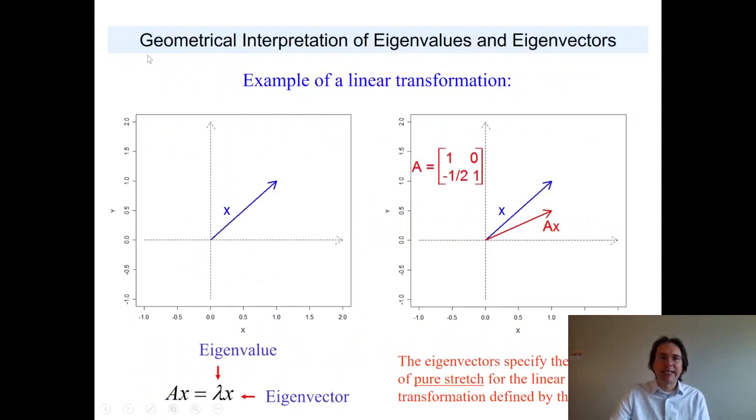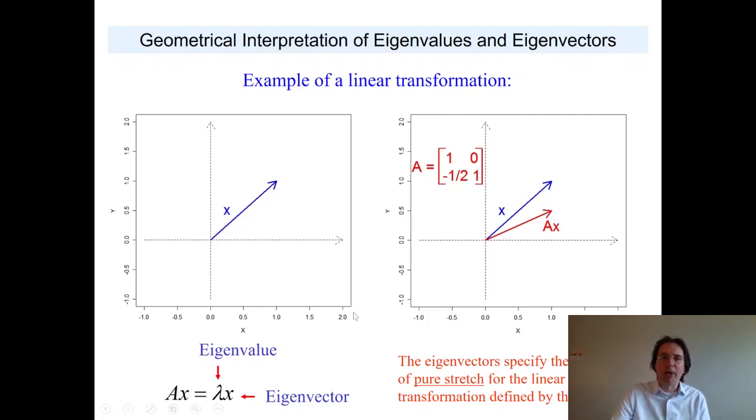Good. Okay, so let's discuss briefly a geometrical interpretation of eigenvalues and eigenvectors. And for simplicity, let's consider a two-dimensional case where vector x is plotted in the xy plane. Now, a linear transformation defined by the following matrix will result in a new vector, which is A multiplied by x. And this vector is rotated with respect to x, and its length is changed.